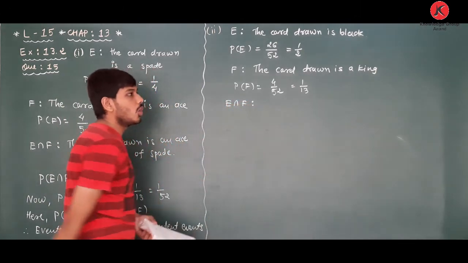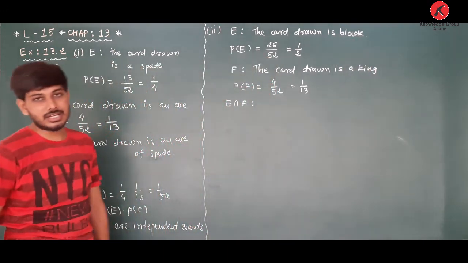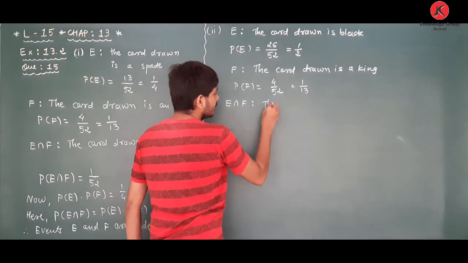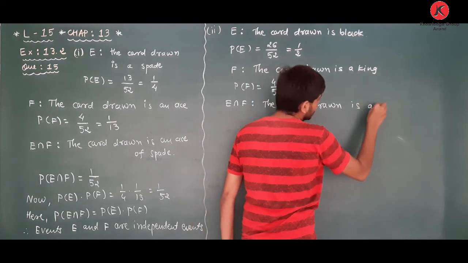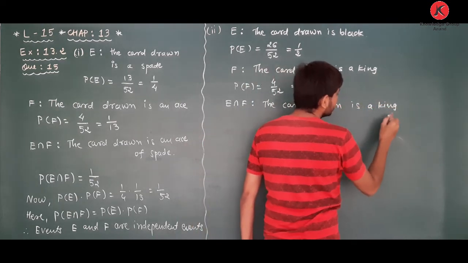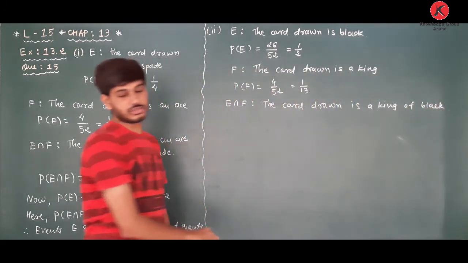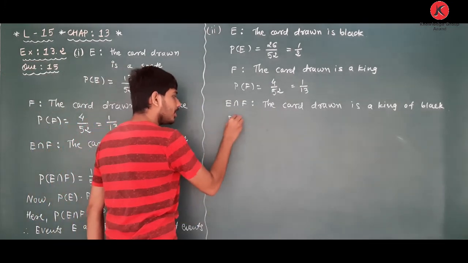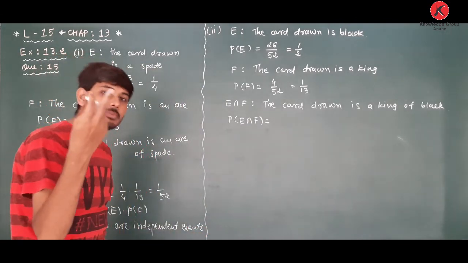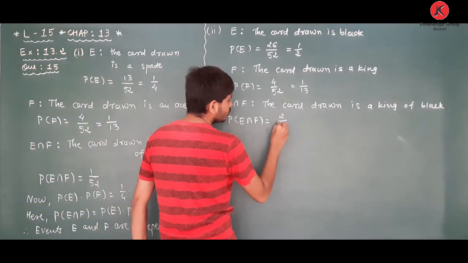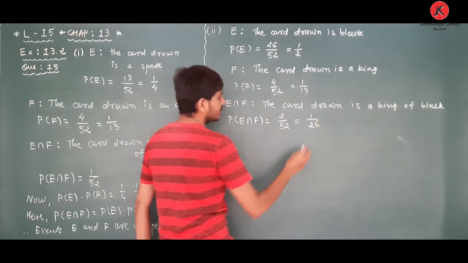The card should be a king and also black. The card drawn is a king of black color. Among the total 26 black cards, only 2 kings are available. That means the probability of E intersection F is 2 by 52. You are getting the answer 1 by 26.